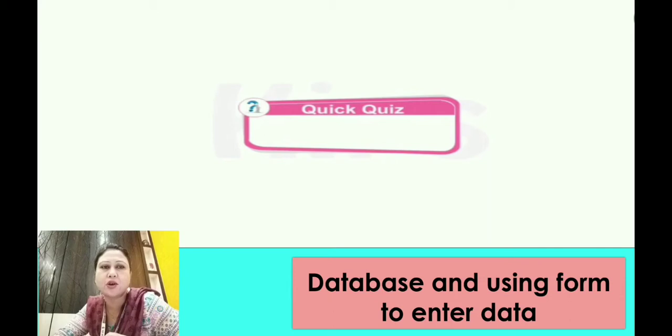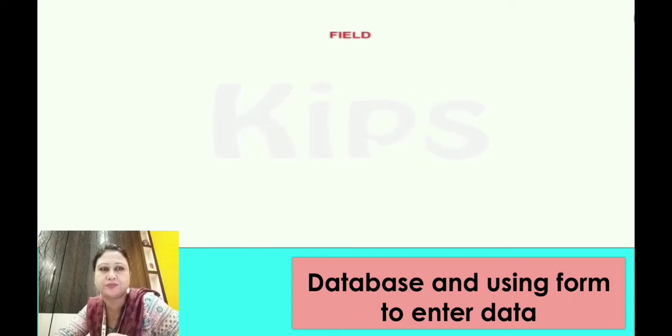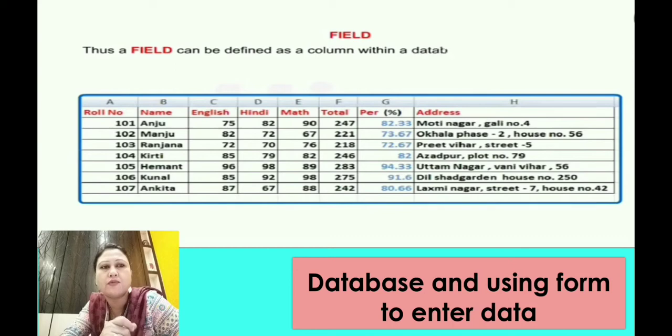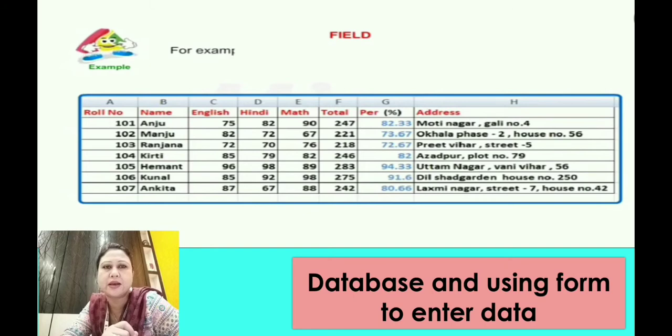Here we have a small quick quiz: what is a database? We know that a database is a collection of related information. Then our first topic is field. What is a field? A field can be defined as a column within a database. As you can see, the example of a database is given here, and a column within a database will contain only one type of information. For example, on the screen, roll number, name and addresses are all referred to as different fields.